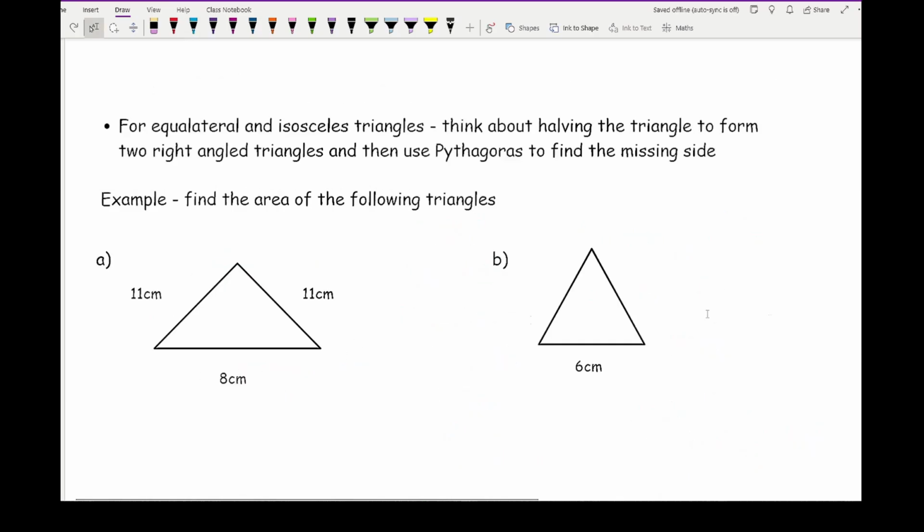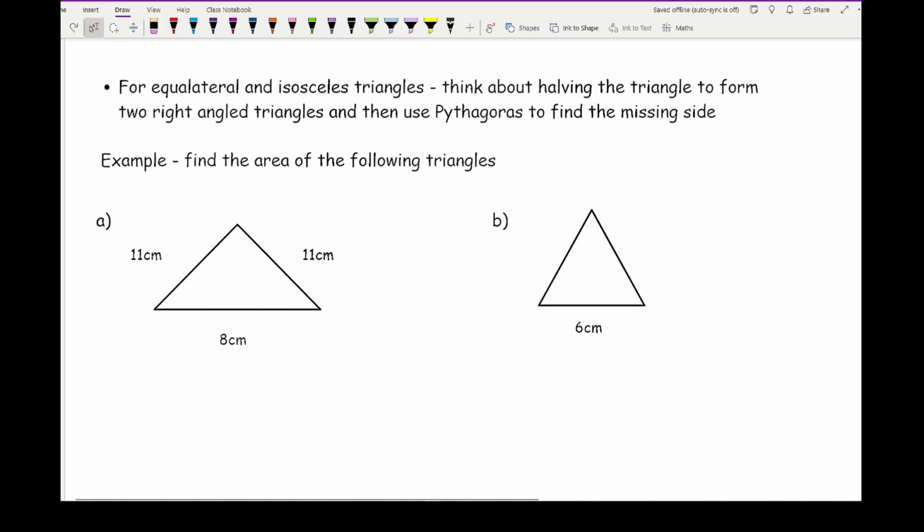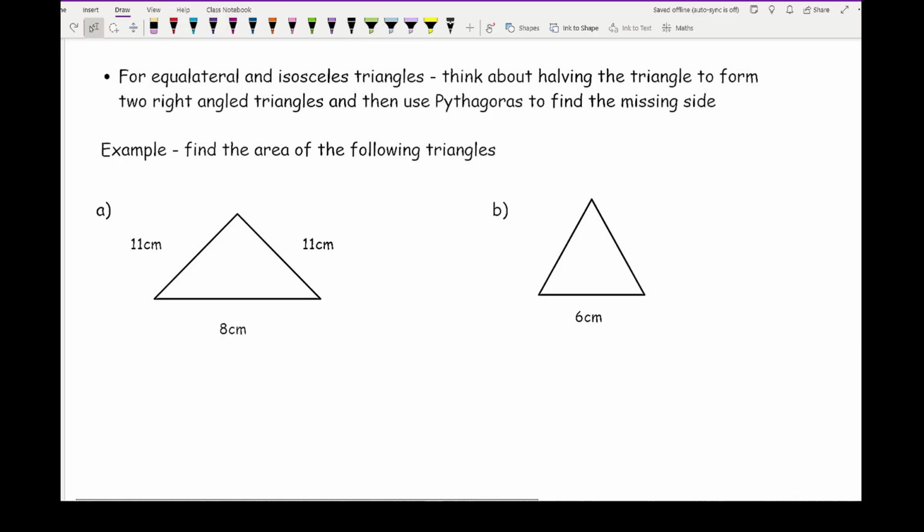Now, if you're given an equilateral triangle or an isosceles triangle, think about halving the triangle to form two right-angled triangles, and then use Pythagoras to find the missing side. So if we apply this technique to these two triangles here, in triangle A, we've got an isosceles triangle, and we've got the two same sides as being 11 and the other side being 8.